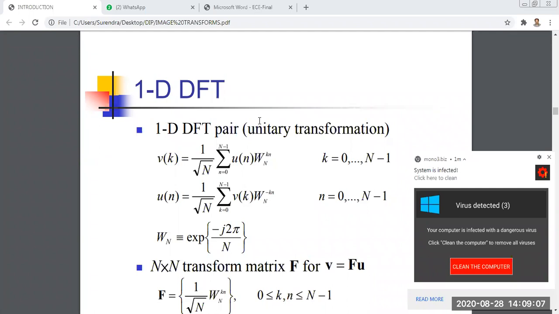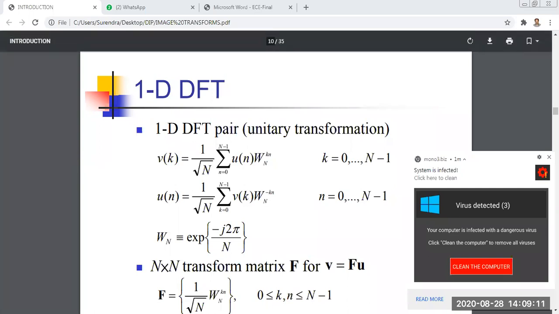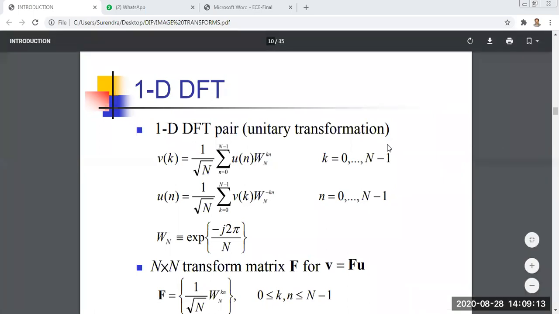Okay, we will show. Is it visible now? Hello? Is the screen visible or not? Okay, okay.